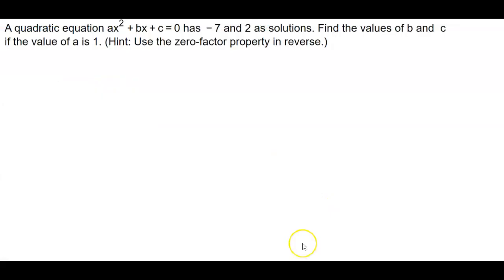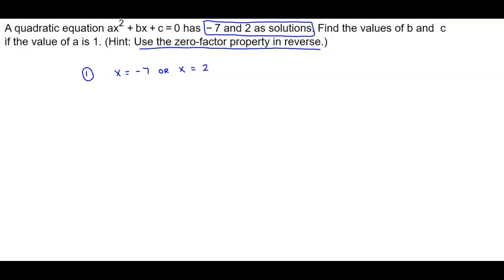So the key here is to look at the solutions that we were told in the problem. So let's take a look at the solutions. Recall that we're going in reverse, so we're using the zero factor property in reverse. Technically, we know that we have two solutions: x equal to -7, or x equal to 2.